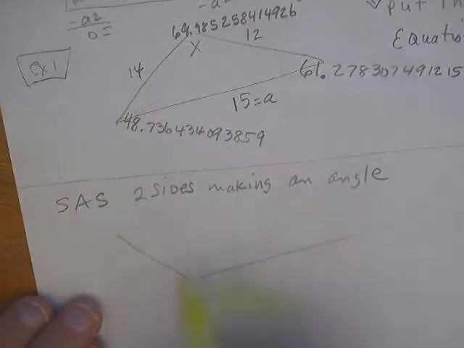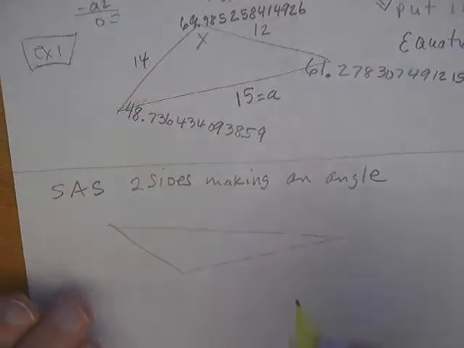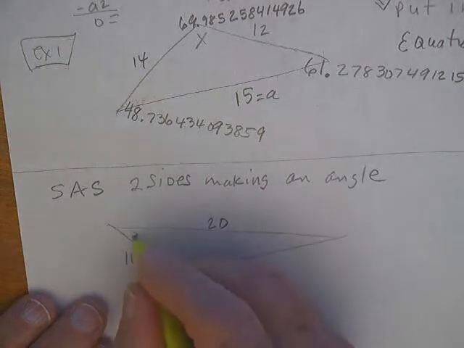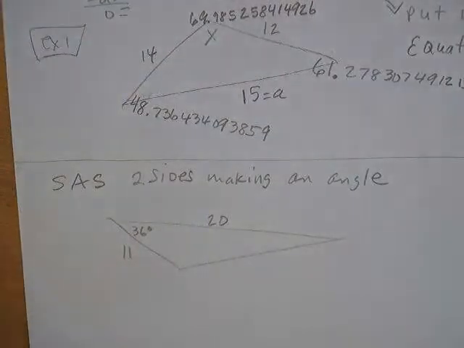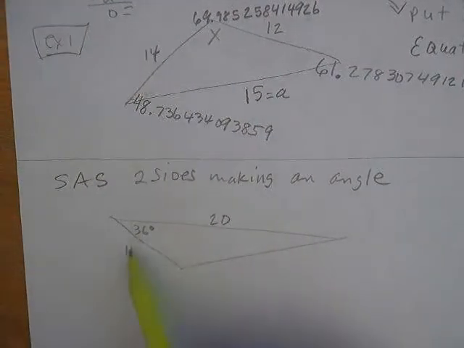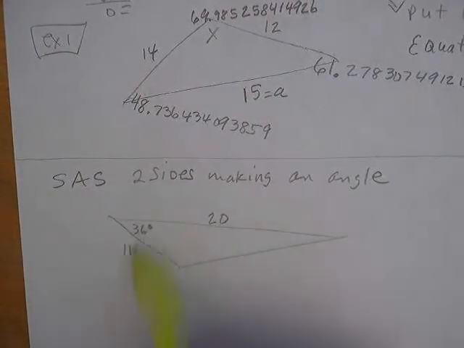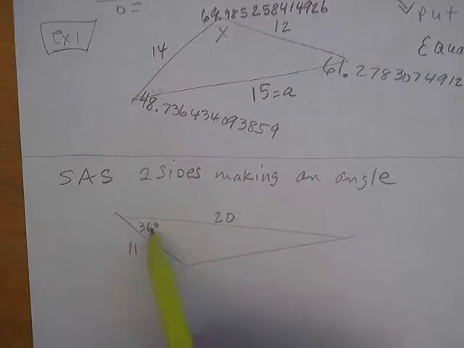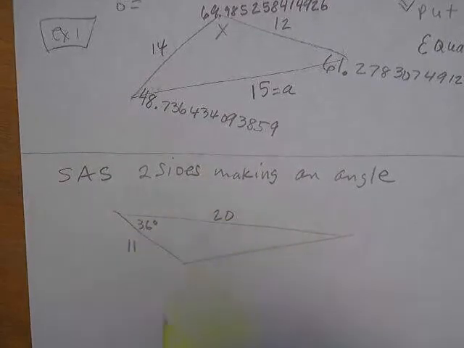So in other words, let's say this side was 20, this side was 11, and this angle over here was 36. Side, angle, side. These two sides actually form that angle. You might think of the angle being in between the two sides, because it is.